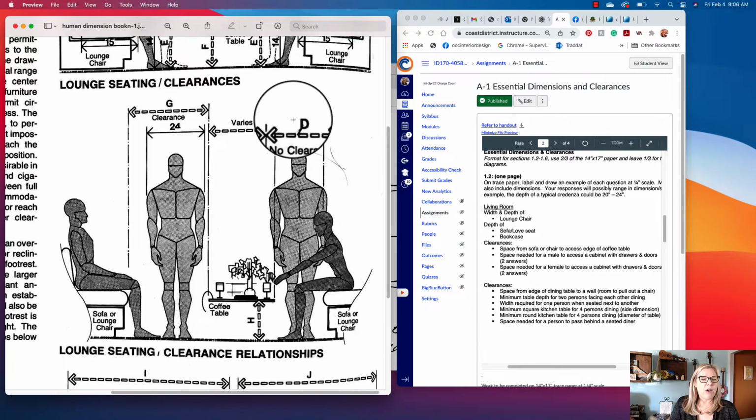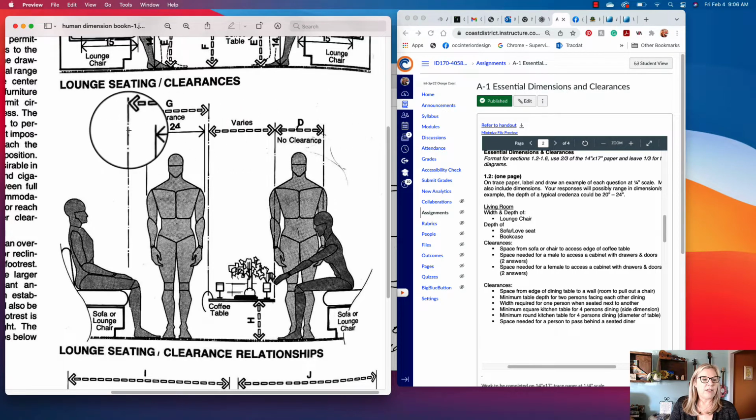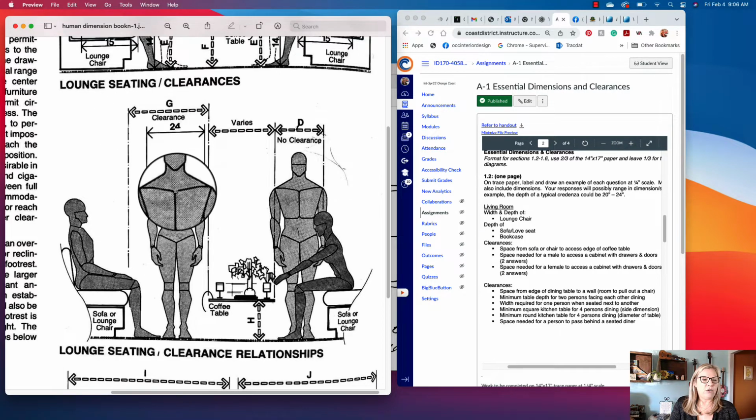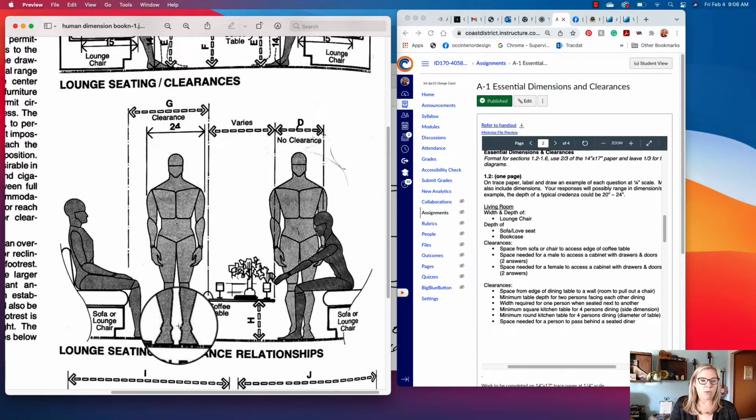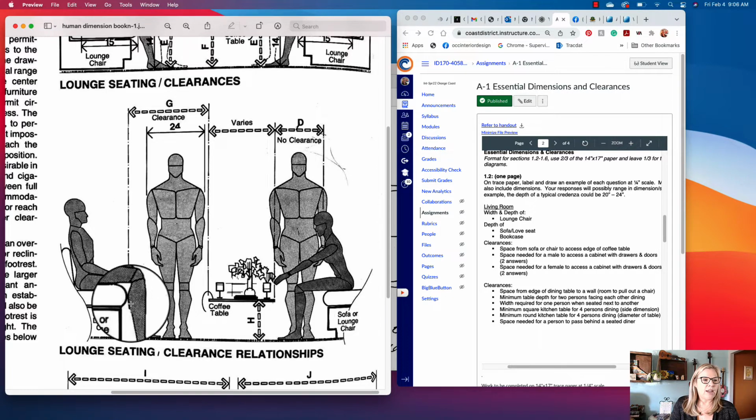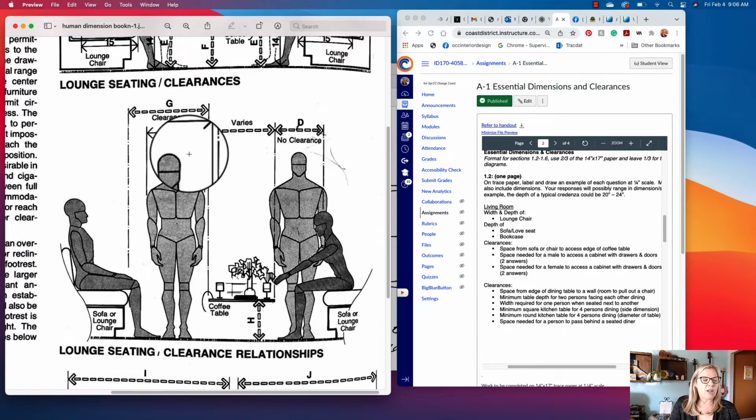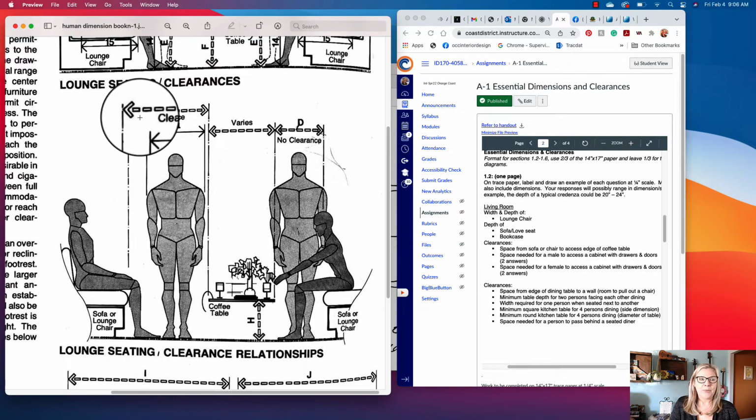So if I go up, I can see I've got some references here. If I look here on the left side, this is telling me if I want clearance for a human to have space to walk by while someone's sitting, that human needs that 24 inches, plus I have to clear the knees of this person here. So I'm going to look for this reference letter G.